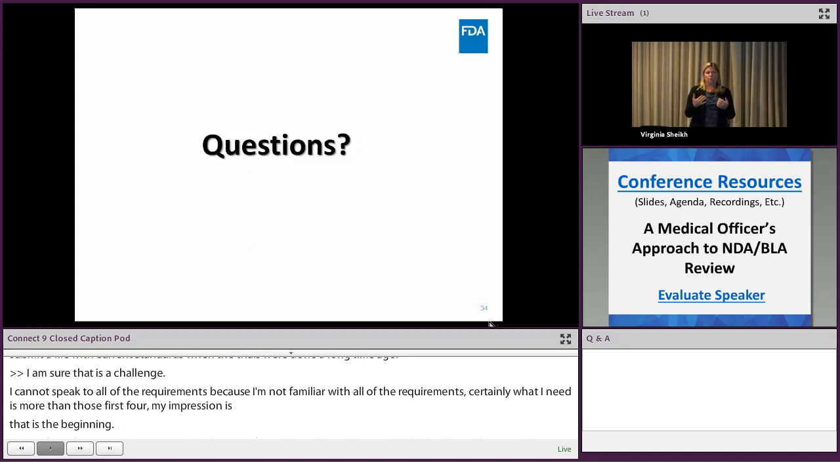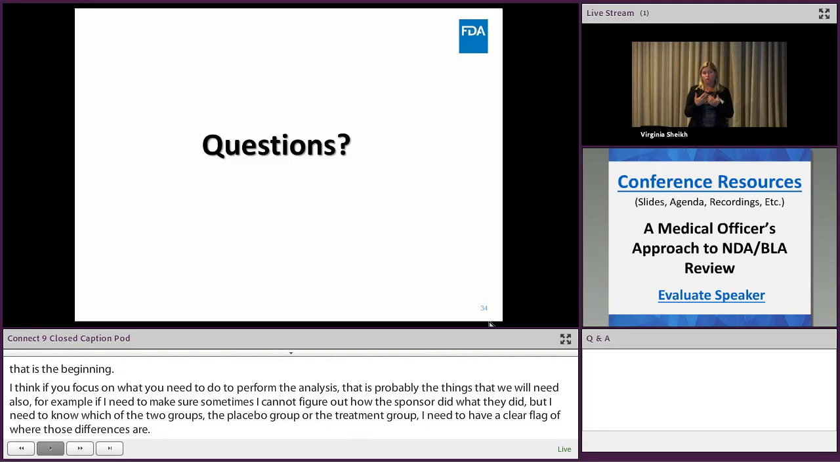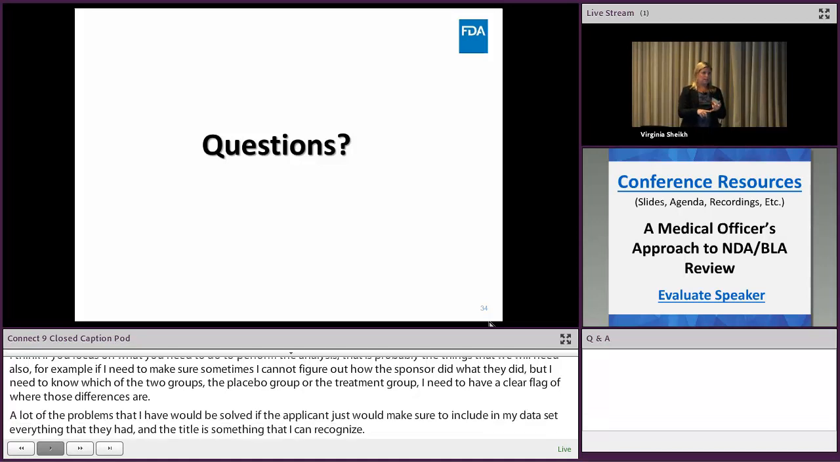So a lot of the problems I have would be solved if the applicant just makes sure to include in my data sets everything they had, and that the title is something I can recognize. Most of the things I need from a safety perspective are SAEs, death, led to discontinuation. So a lot of these would be the flags that you're already looking at to perform your safety analysis. And of course, the same with the title. That's the difference from 10 years ago: the column title used to be something different, and that is a problem, especially if I'm looking at data sets together.